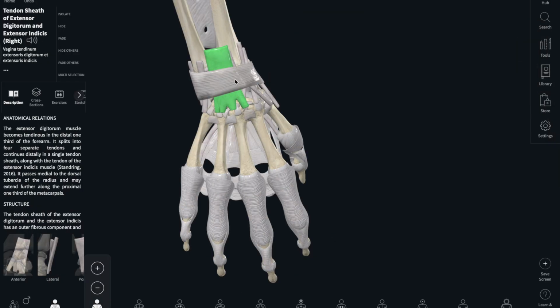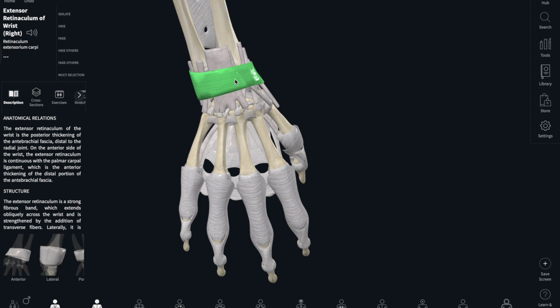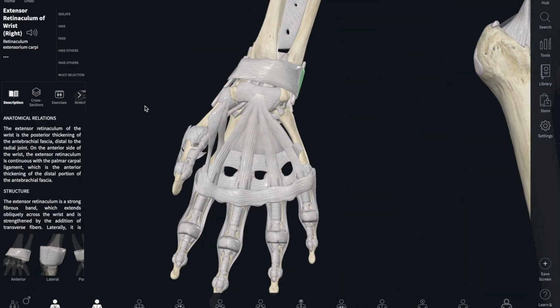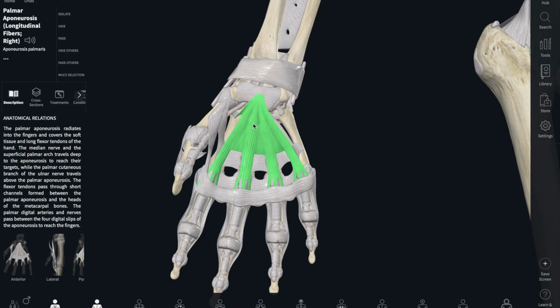On the posterior side of the wrist is the extensor retinaculum, which binds the extensor tendons close to the wrist joint. Without this structure, the tendons would bowstring during extension. As we turn the hand back around, we now see the palmar aponeurosis, the triangular fan-shaped sheet of connective tissue overlying the palm. It protects the underlying neurovascular structures and anchors the skin to allow a firm grip.